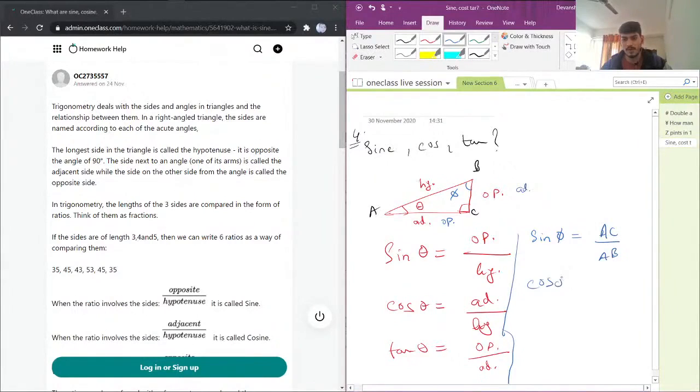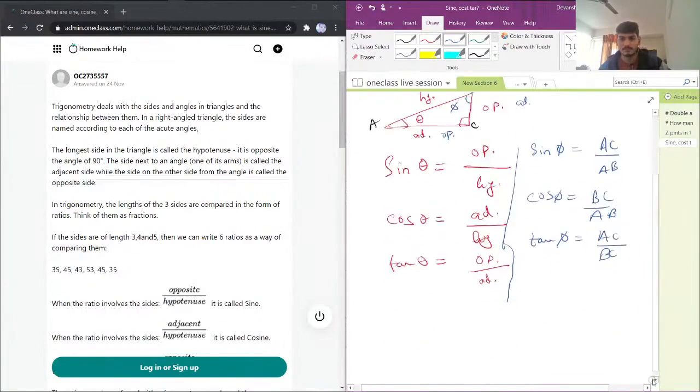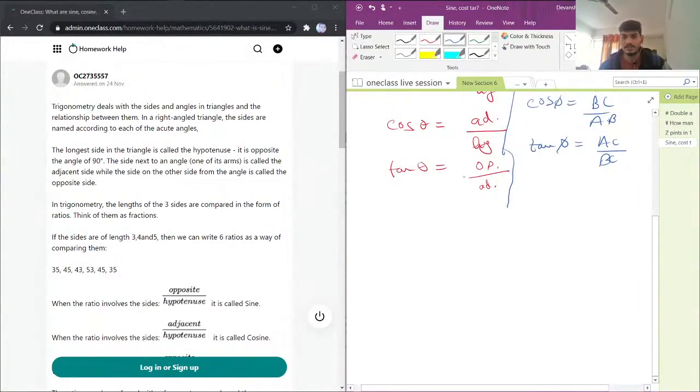Cos of phi: the adjacent side is this one, so BC over AB. Tangent of phi will be equal to opposite, which is AC, over BC. So tangent I can just simplify.